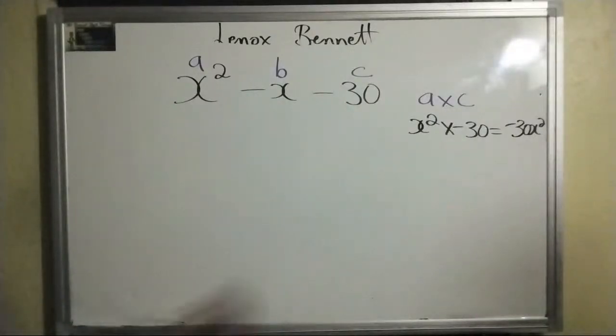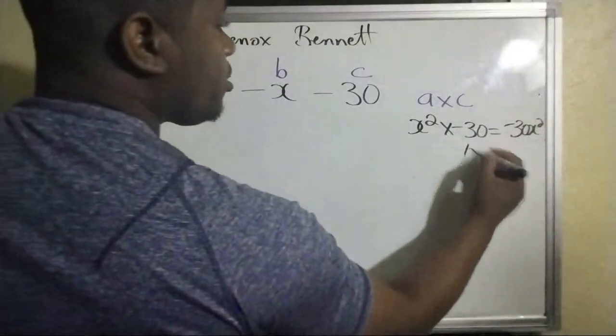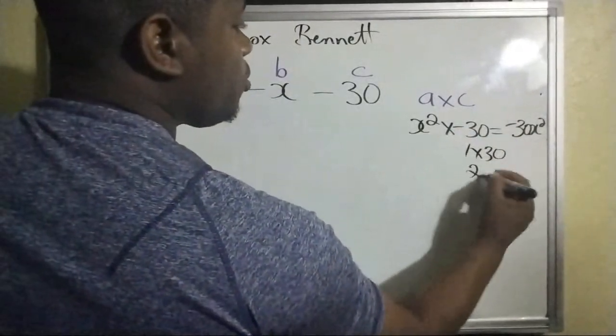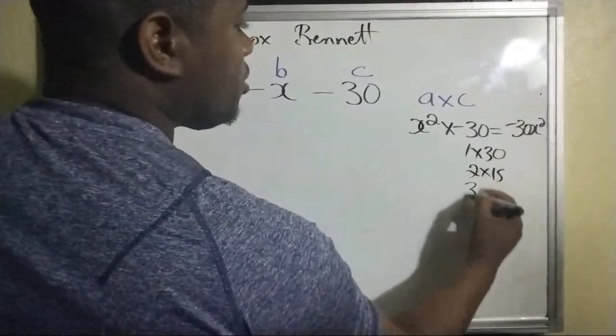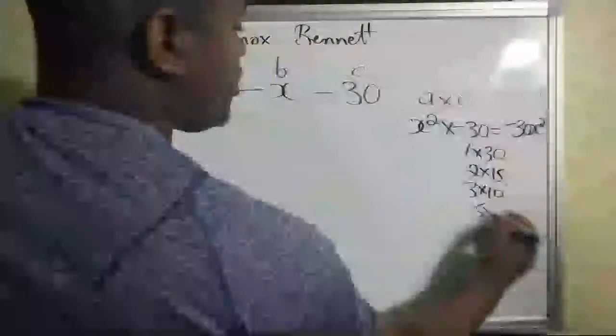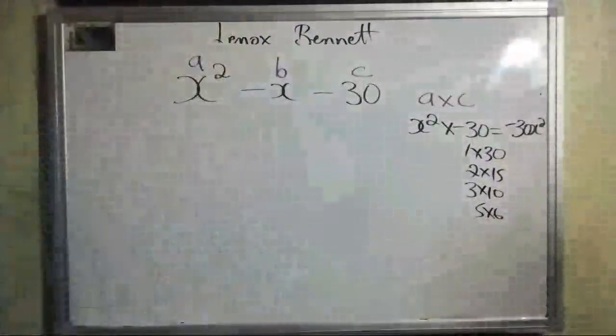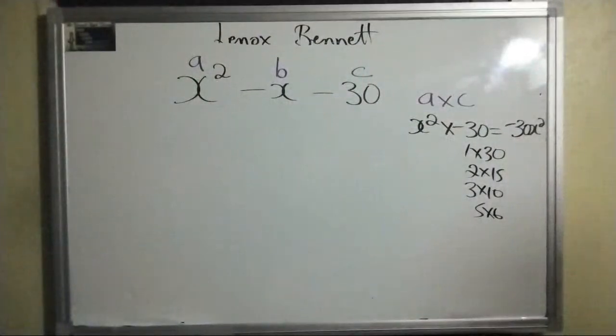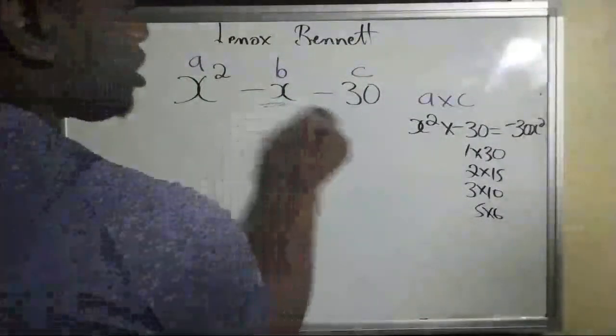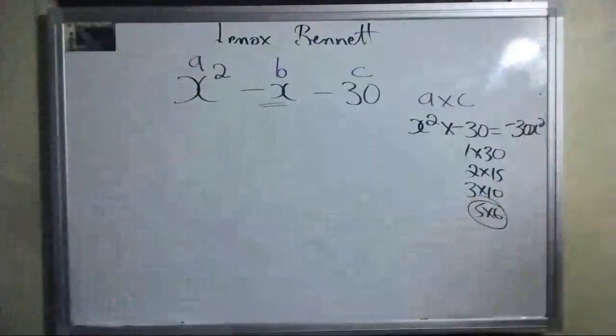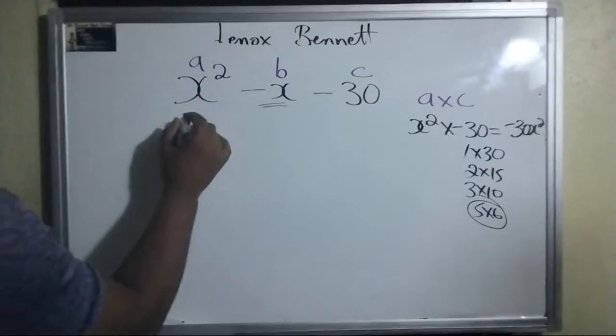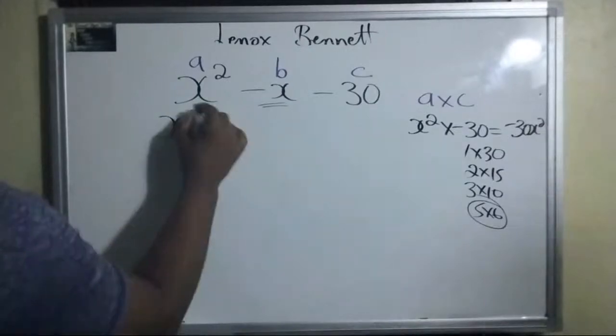Alright? So list all the factors of 30. 1 times 30. 2 times 15. 3 times 10. 5 times 6. Again, a 5 and 6. But this time, we have a different challenge. We must get -1. So if we say 6 minus 5, if we get a positive, it must be -6 plus 5 now, you know. And students come on like this is hard. Come on, man. It's not hard.